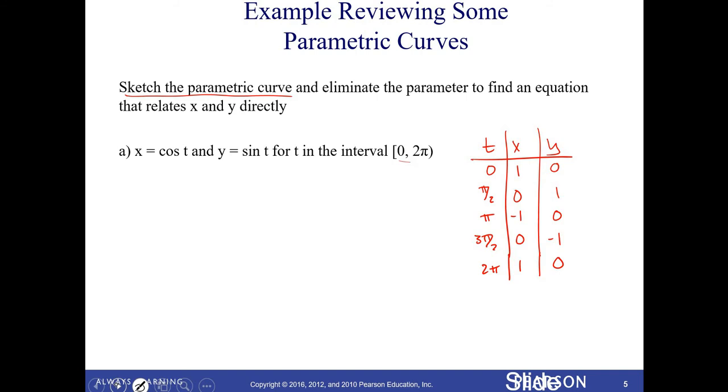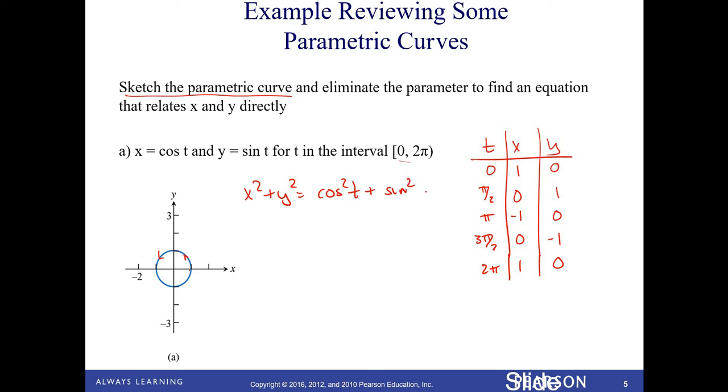So here is the curve, and again starting at (1, 0), but then I'm still going the same direction, (0, 1), so I'm going in this direction, and then I want to find my equation. So this is going to be exactly the same as the one I did before. x squared plus y squared equals cos squared plus sine squared. So x squared plus y squared equals 1.